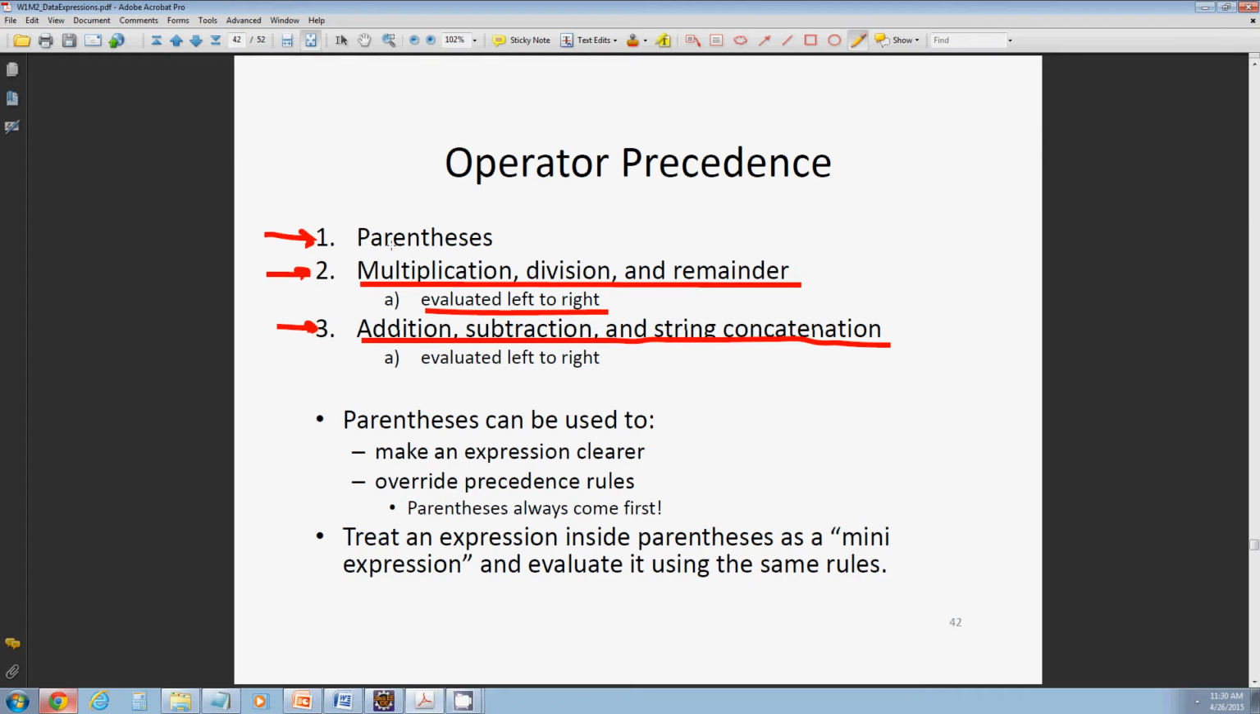So parentheses has the top precedence. That means we can use parentheses to make an expression clearer, or to override precedence rules. So if we want an addition to happen before a multiplication, we can just put that addition inside parentheses, and that will force that to be true. When we're evaluating expressions, we can think about expressions inside of parentheses as kind of a mini expression that gets evaluated first using the same rules.